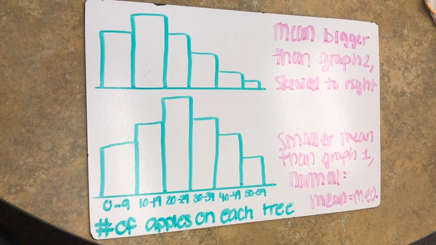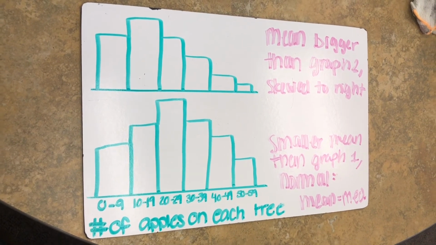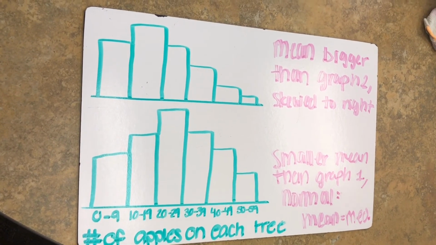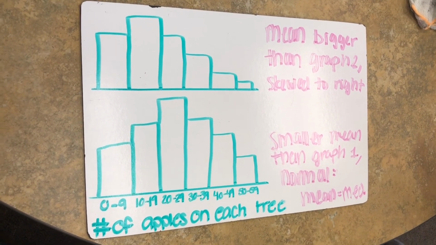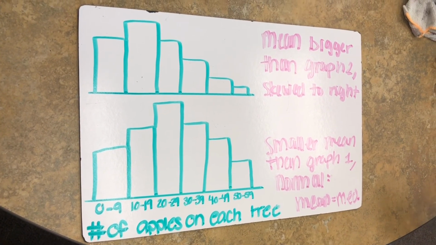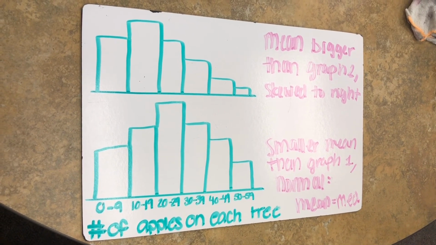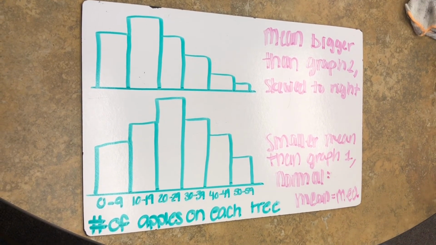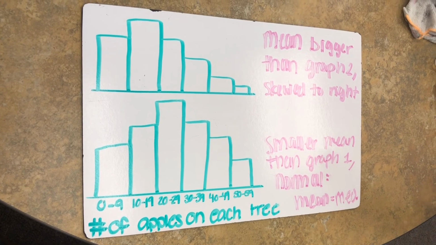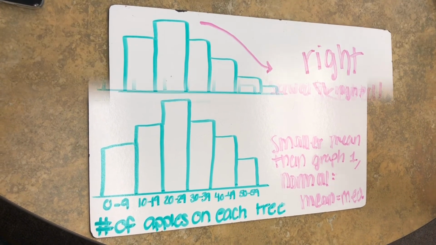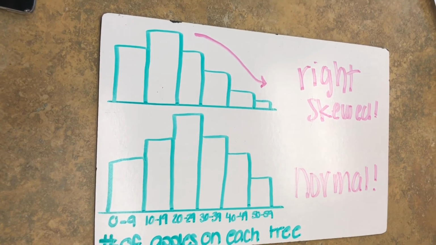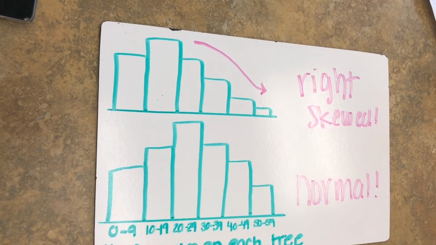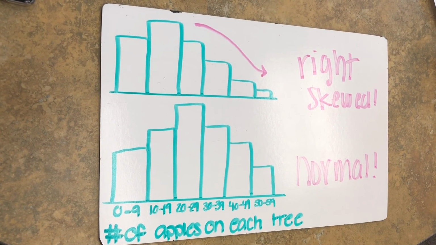The center is a little harder to analyze in histograms. For this example, we know that graph 1's mean will be bigger than graph 2's because the data is skewed to the right. For graph 2, we can also say that the mean and the median will be approximately equal because the histogram is approximately normal. Finally, the shape of the top histogram is right skewed and unimodal, while the shape of the second histogram is normal and unimodal.